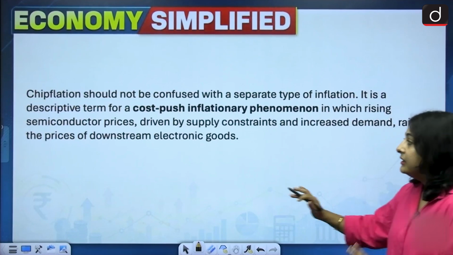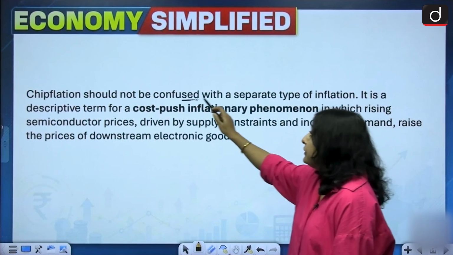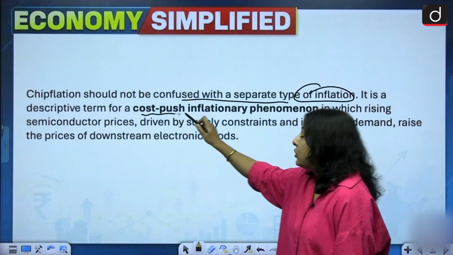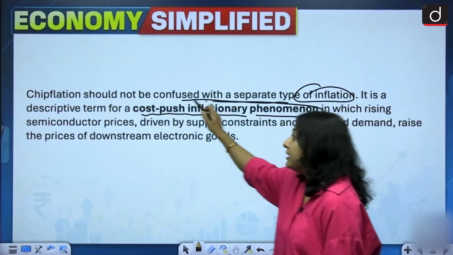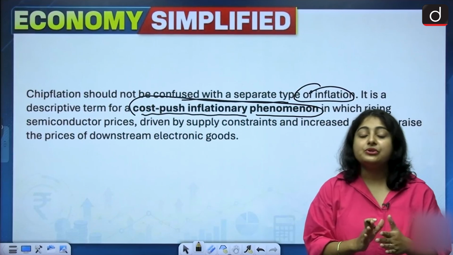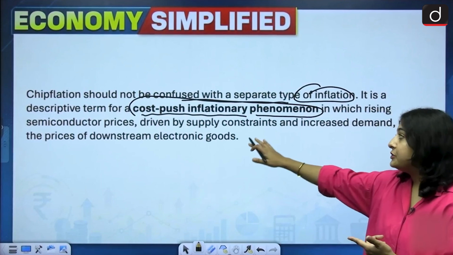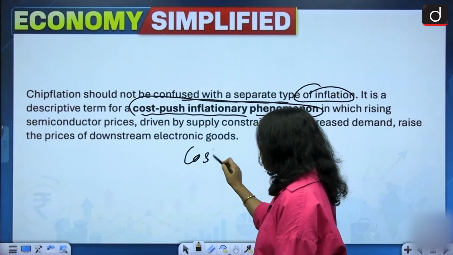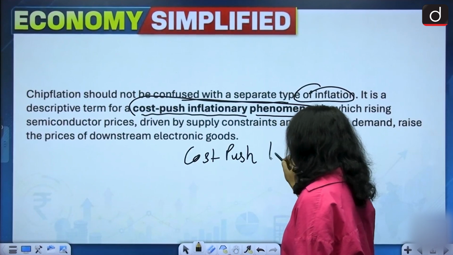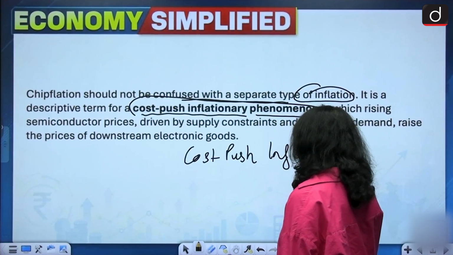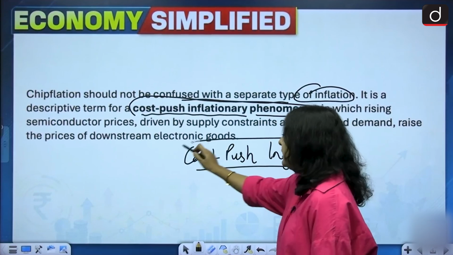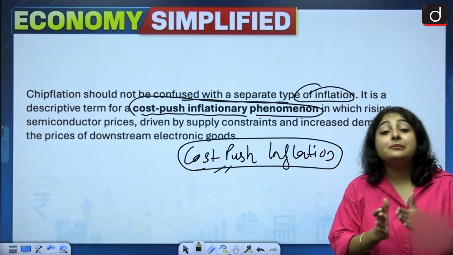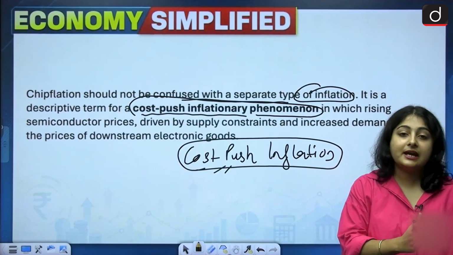Now, as I have told you, it should not be confused with a separate type of inflation. It is a descriptive term used for the cost push inflationary phenomenon. Chipflation can be used as a descriptive term for the cost push inflationary phenomenon. Have you heard about cost push inflation? What do you mean by cost push inflation? It means that the prices of final products have increased. Why? Because the prices of intermediate products have increased.